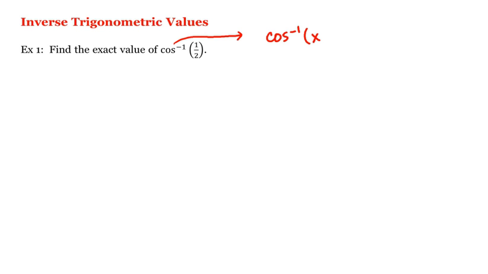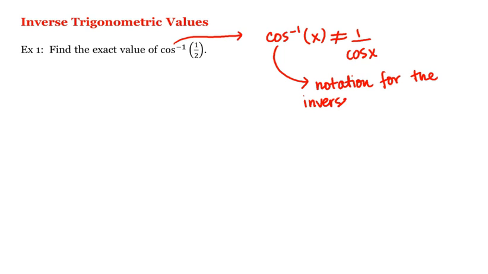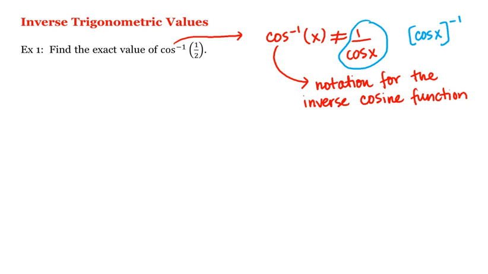This does not mean 1 divided by cosine x. This is just the notation for the inverse cosine function. If we meant this, we would have written cosine x to the -1 power.